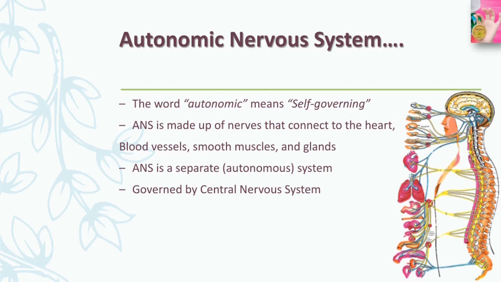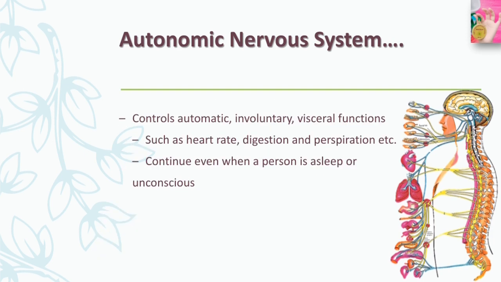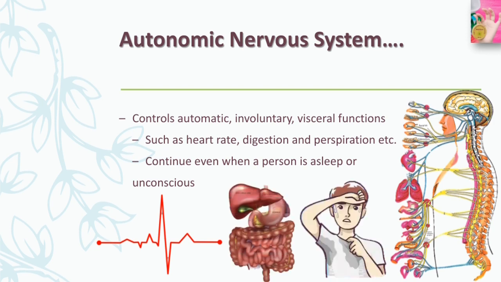Now, the autonomic nervous system is made up of nerves that connect to the heart, the blood vessels, and smooth muscles and glands. As its name hints, the autonomic nervous system is a separate or autonomous system, although it is ultimately governed by the central nervous system. The autonomic nervous system controls involuntary visceral functions that people don't normally think about, such as heart rate, digestion, and perspiration. Many of the activities that this system controls, such as digestion and circulation, are self-regulating and continue even when a person is asleep or unconscious.